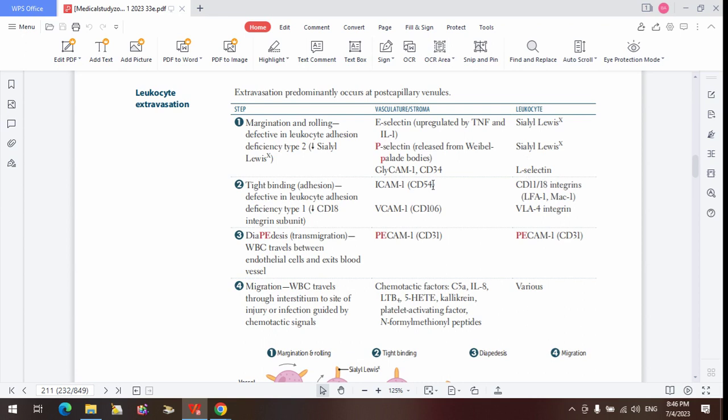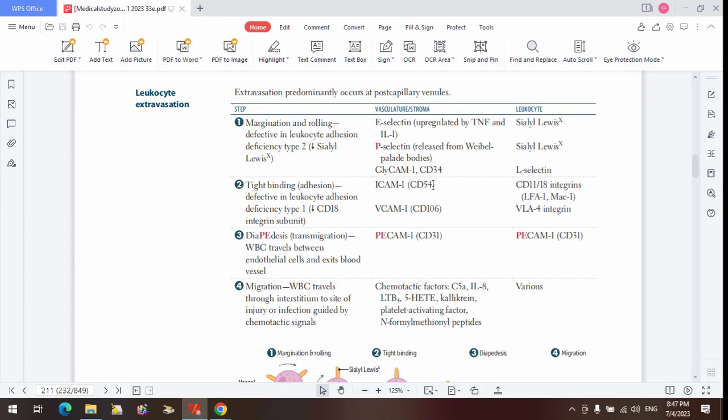So they can ask you in your exam. There's a problem, and they will just mention one of these. They can say there's deficiency of ICAM. So at what process of leukocyte extravasation is defective? You just go and pick what you want to pick. Maybe tight binding, adhesion.